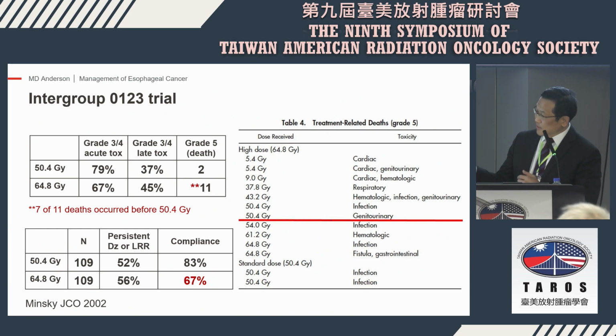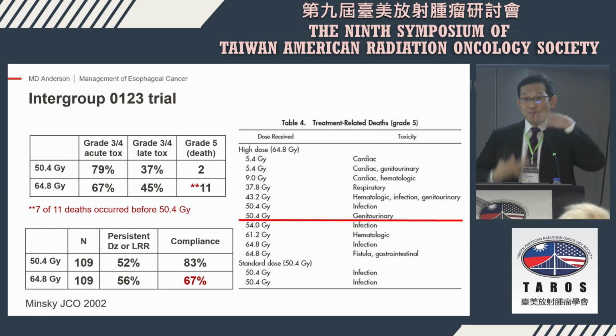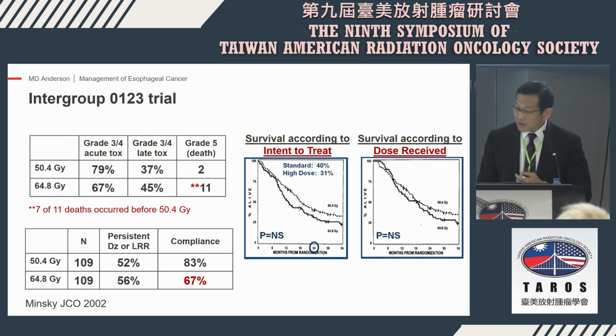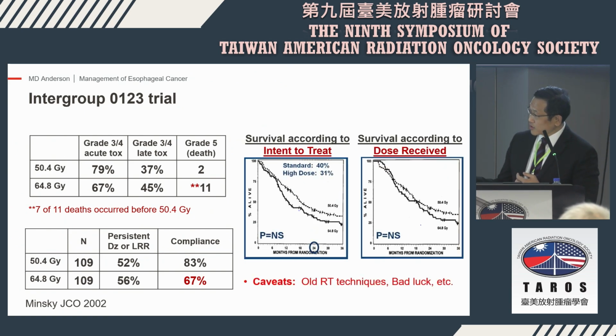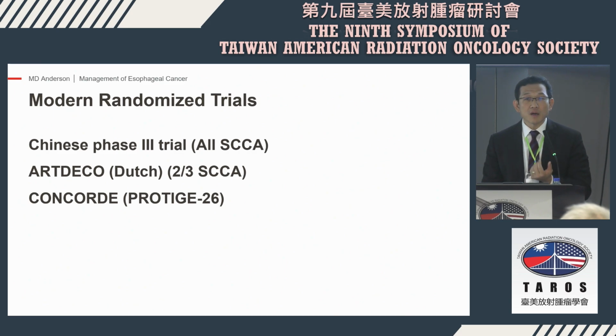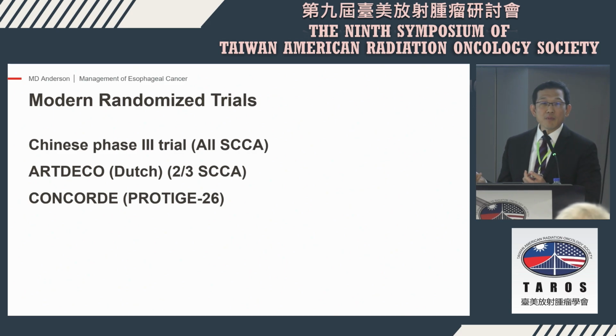And most of these patients, because this is a very old study, they would treat big fields and probably AP/PA radiation. So probably lots of these patients died from cardiac toxicities and lung toxicities. And so you can see here that these are really old techniques. If you look at this arm, this is the higher dose arm. So it's not better, if not worse. The caveat is really old techniques. I think it's really bad luck, unfortunately, as well. So we really need modern trials. So there are really three modern trials that are trying to ask the question of dose escalation, right?